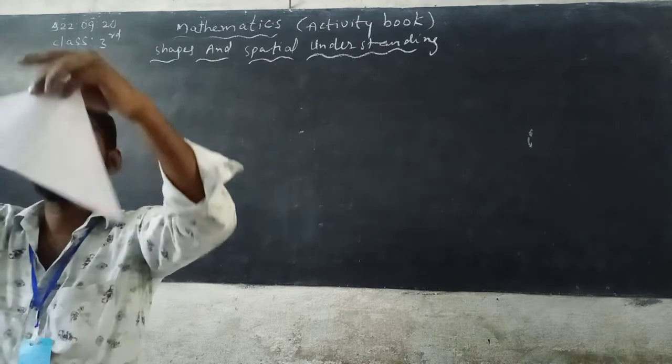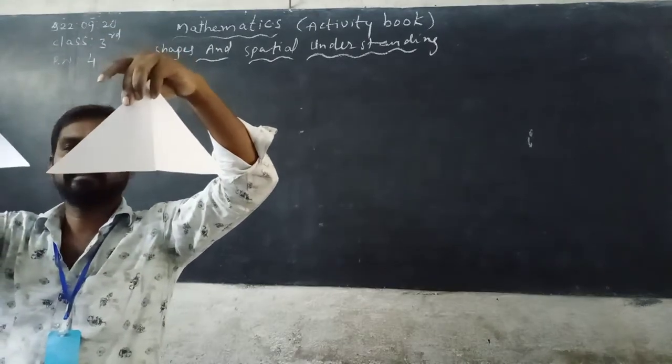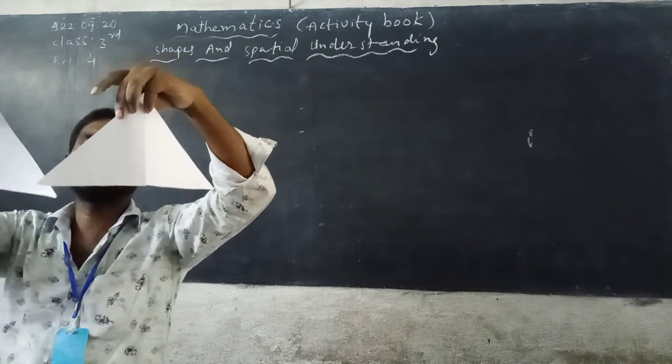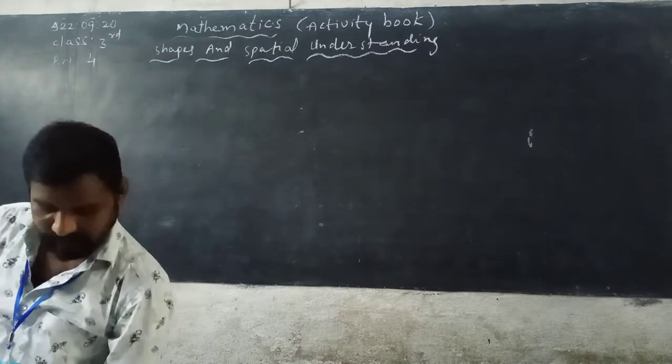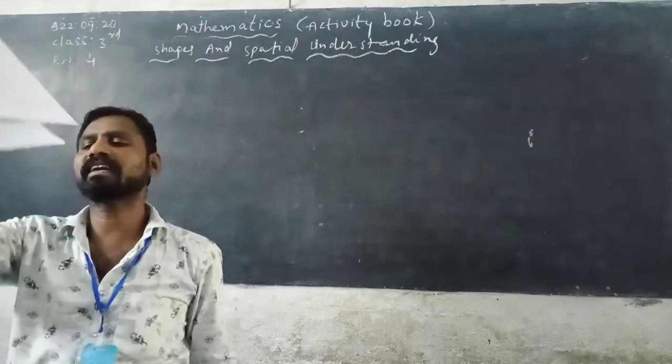See, the triangles of sides are in equal in length, but this is called as scalene triangle. This is called as equilateral triangle.